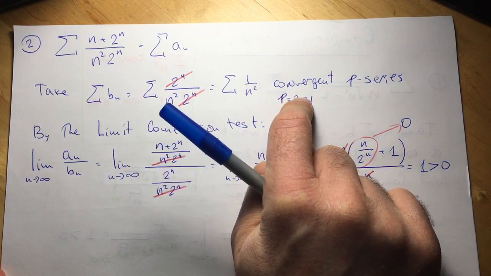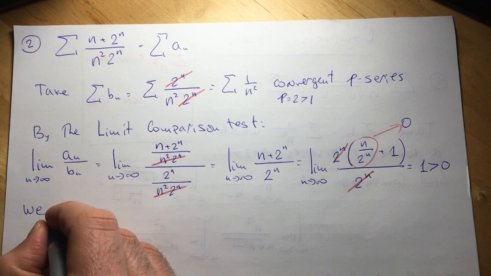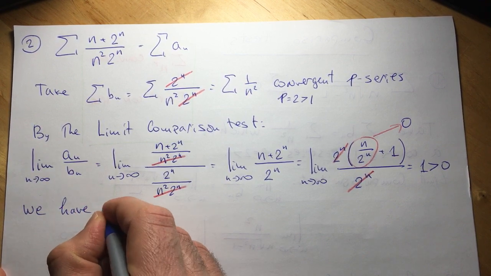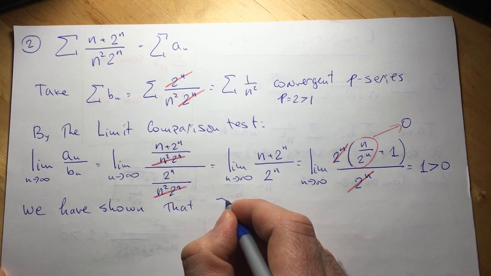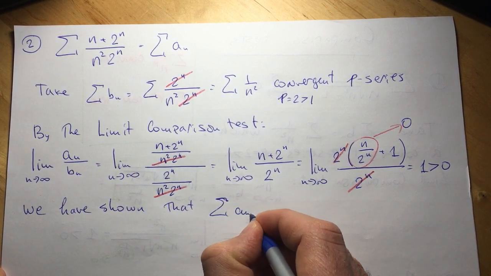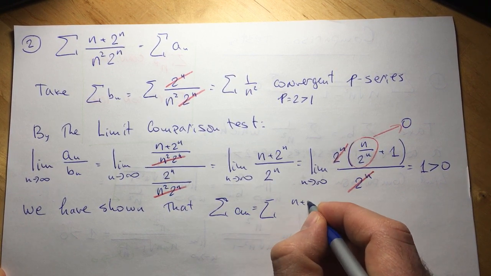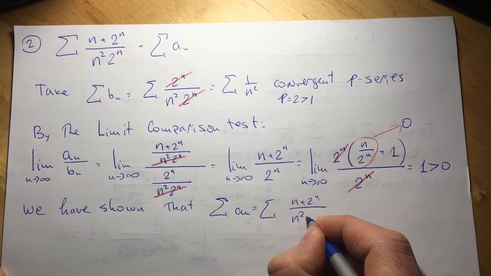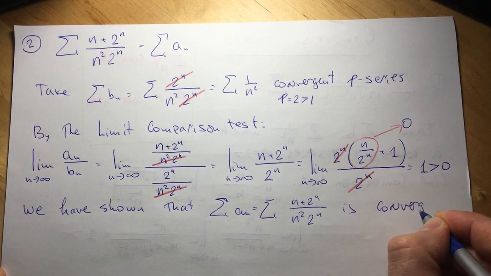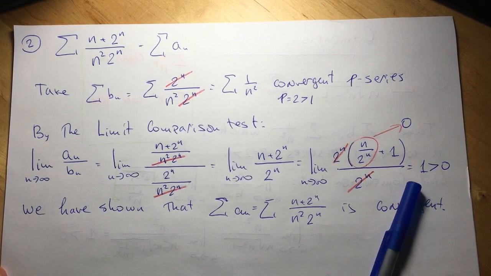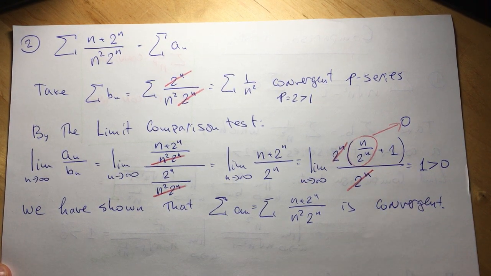Since sum of bn is convergent, by the limit comparison test, we have shown that sum of an, which is n plus 2 to the power n over n squared 2 to the power n, is convergent. Okay.